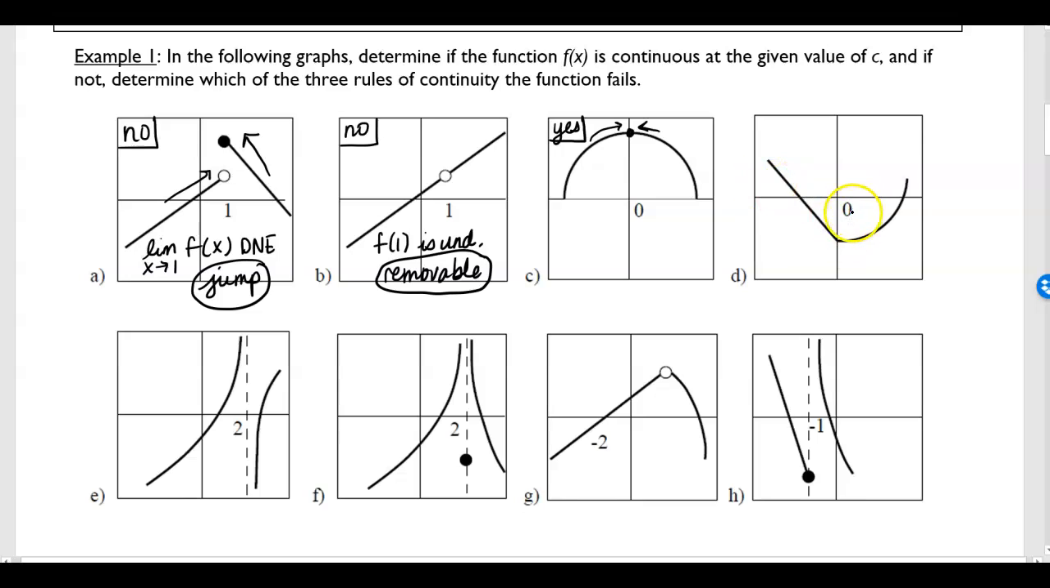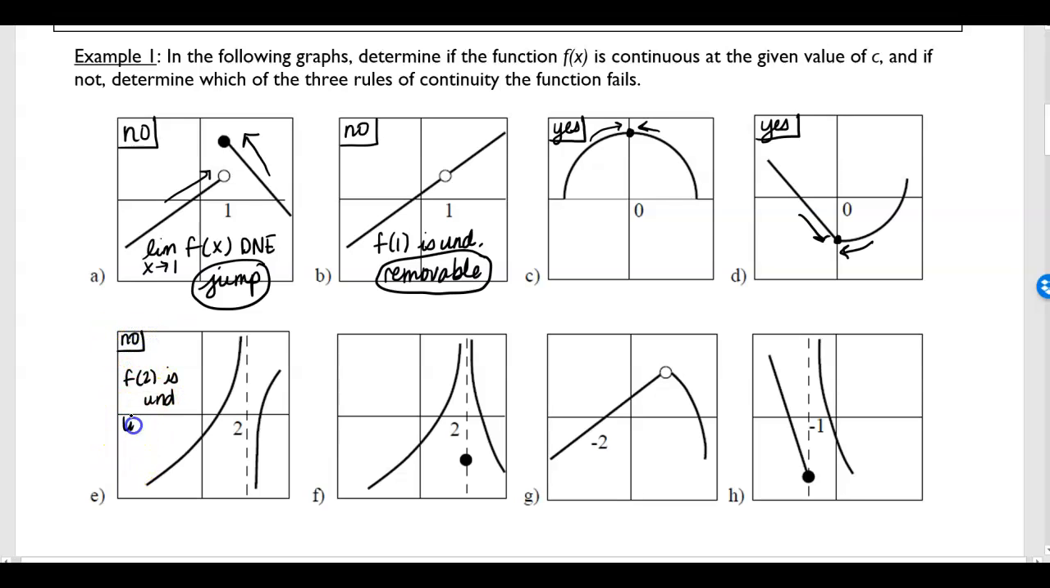Part D, I'm also looking at 0, so I can see my function is defined. My left and my right sides match up, and it matches the function value. Again, that is continuous. Part E, I'm looking at 2. I see there's a vertical asymptote here, and so I can see that f of 2 is undefined. So automatically this is not continuous.